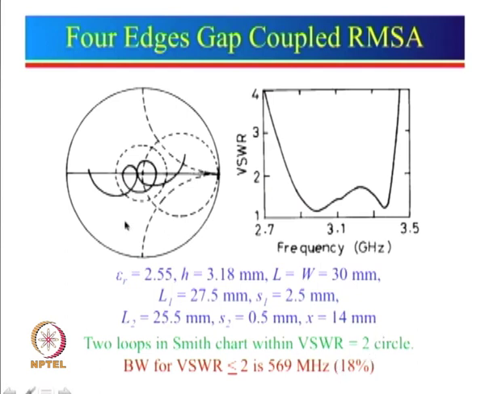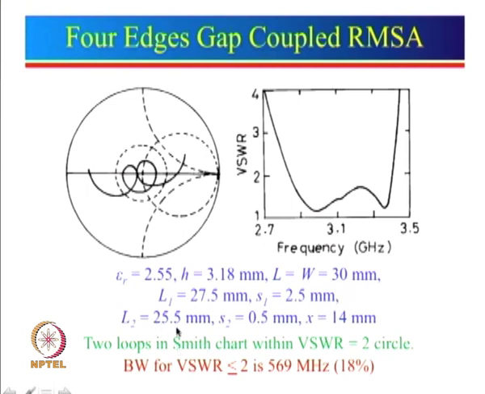Of course, here it requires a lot of optimization techniques to bring both the loops inside the VSWR equal to 2 circle. So, these lengths can be optimized. Just to give a little bit of a concept here: if this length is taken larger than this, what will happen? Its resonance frequency will reduce. So, the loop will be formed somewhere here, and the gap over here controls the size of the loop here. So, one can actually reduce or increase the gap.